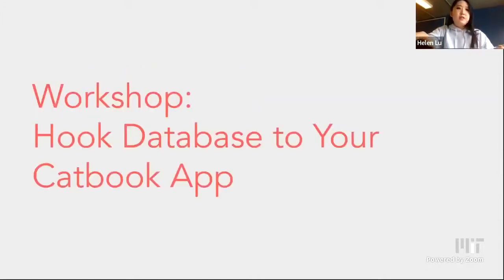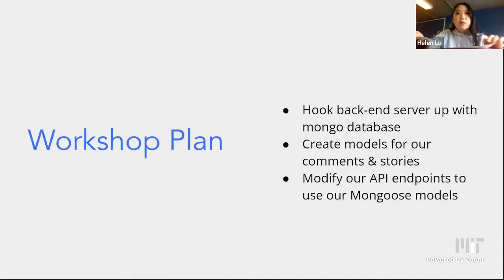Okay. So with that, let's get started with the workshop component, and let's start coding. First and foremost, our workshop plan is to hook up our server with the database. We want to create schemas and models for our comments and stories, and modify our API endpoints to use our Mongoose models instead of the dummy hard-coded data that's in the server.